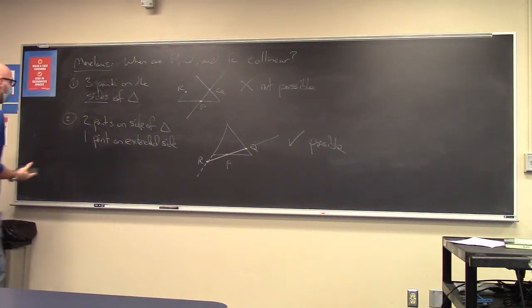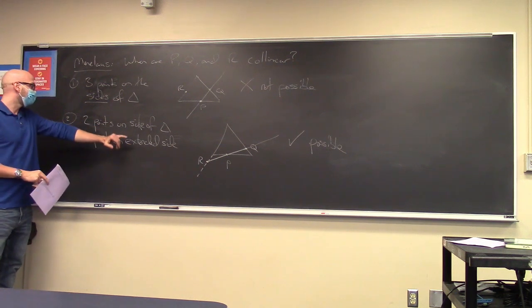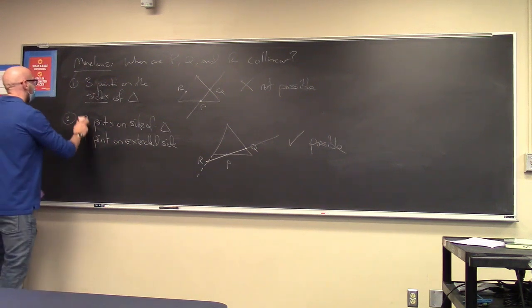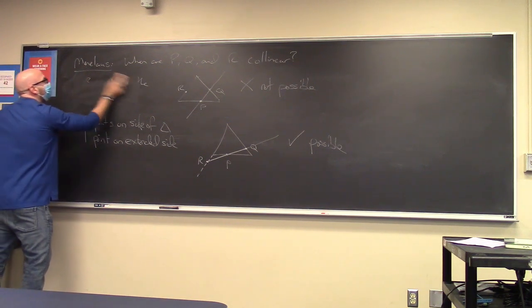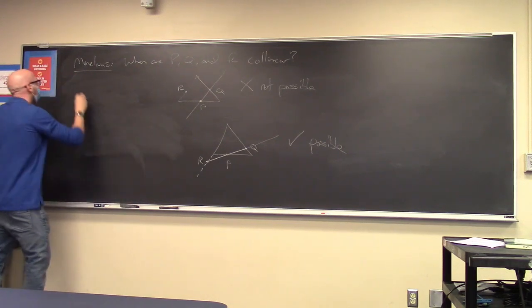Let's keep going. We've got 2 other cases to check: 1 point on the sides of the triangle and 2 on the extended sides, and then all 3 on the extended sides. So keep checking these, keep trying these. Do the other 2 cases. Three and 4.